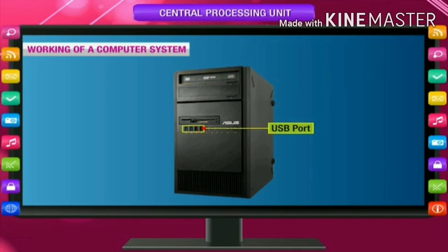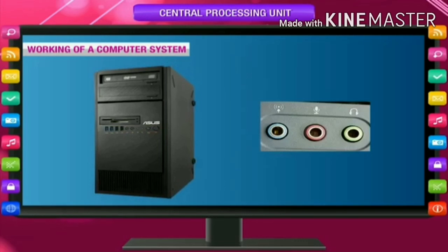Then USB port. There are two USB ports in front of the CPU cabinet and two in the back. Usually nowadays both input and output devices are attached through USB ports. Pen drive is also attached with the ports only. Speaker, headphone and microphone slots are given between the two USB ports. Generally, pink is for microphone and green for headphone.